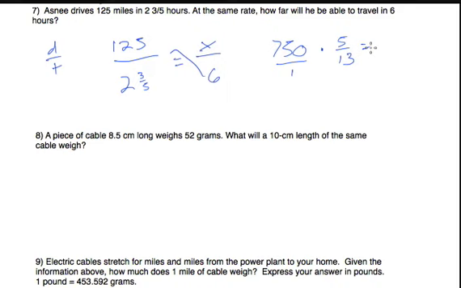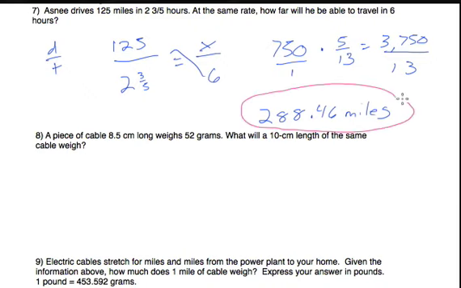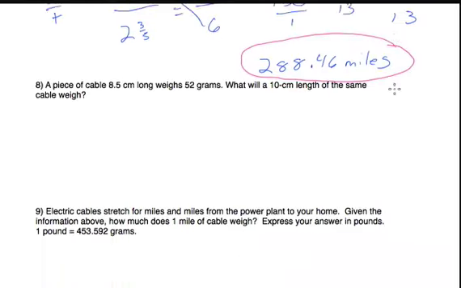So 750 times 5 is a fun number, 3,750 over 13, and then we divide that by 13, and we get 288.46 miles. And there we are.